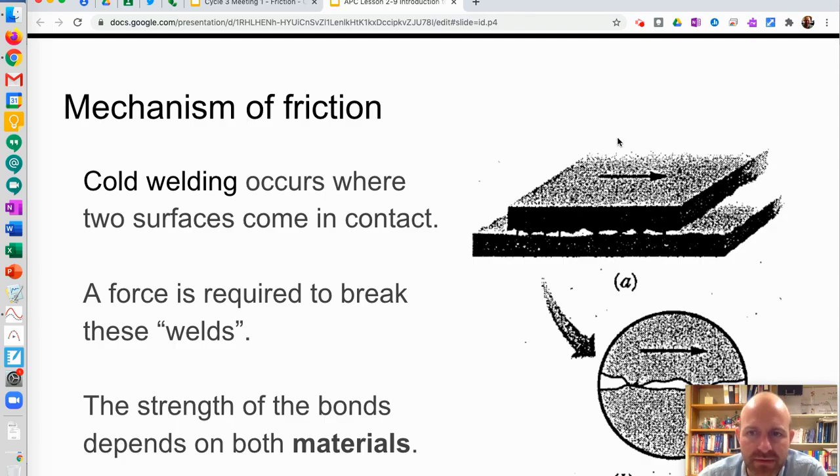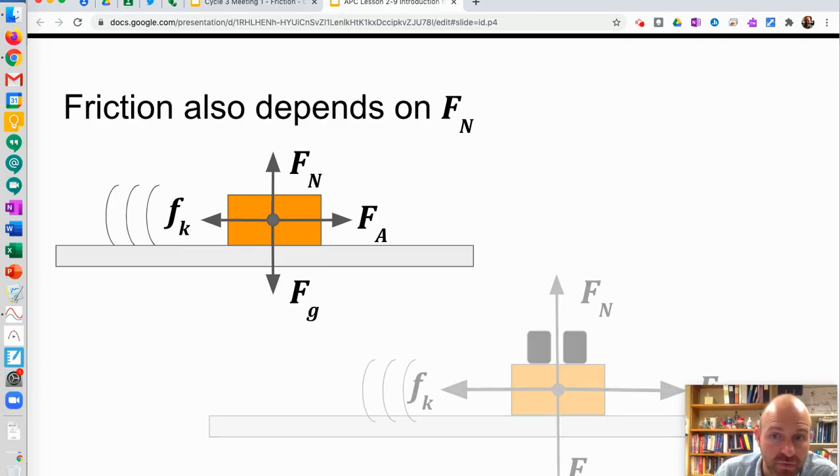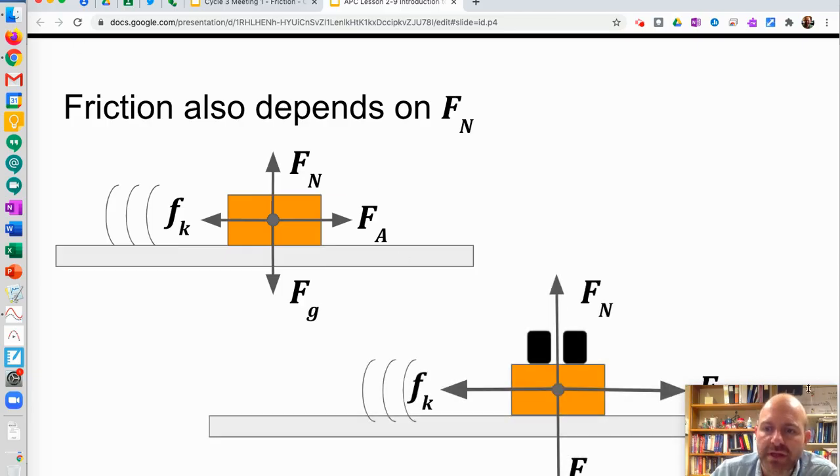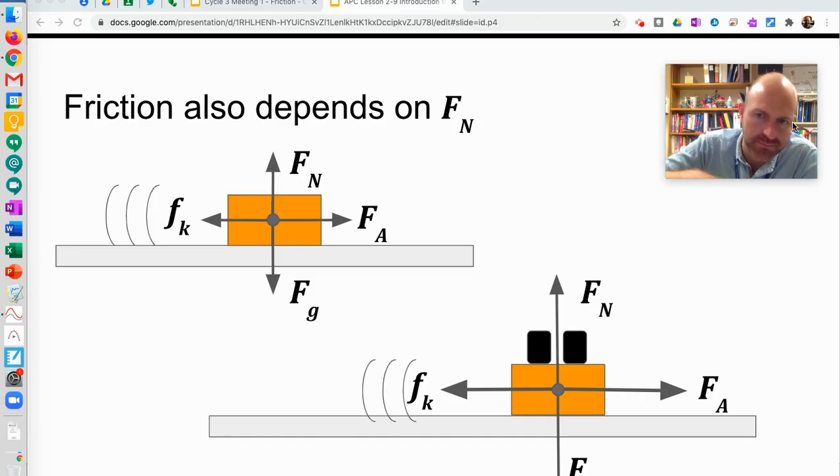Now, the mechanism of friction kind of helps us understand all of this. There's this concept called cold welding. It's a molecular interaction, and then there's a force required to break these connections between the various materials. It depends on the normal force, right? This is another example. This is basically what I did. I applied more mass on the top, which made the normal force between them bigger.